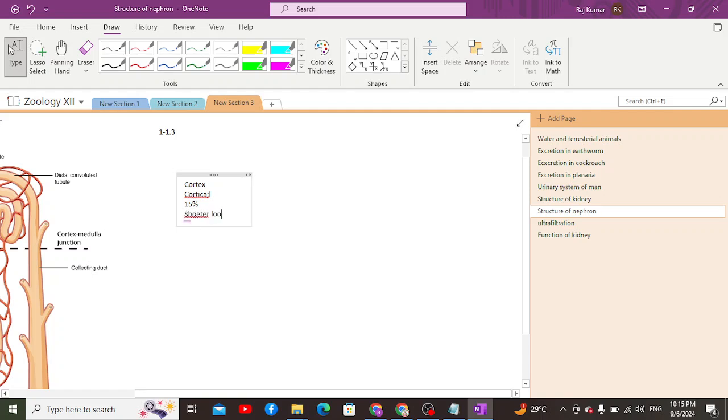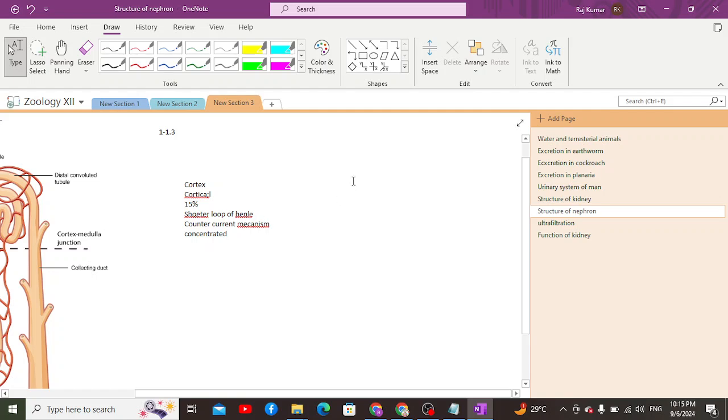The shorter loop of Henle is present in the cortical nephron, due to which the loop of Henle does not extend in the medullary region. As well, the counter current mechanism, which is an important mechanism to produce concentrated urine, does not occur within the cortical nephron, due to which concentrated urine is not produced in cortical nephron, right?